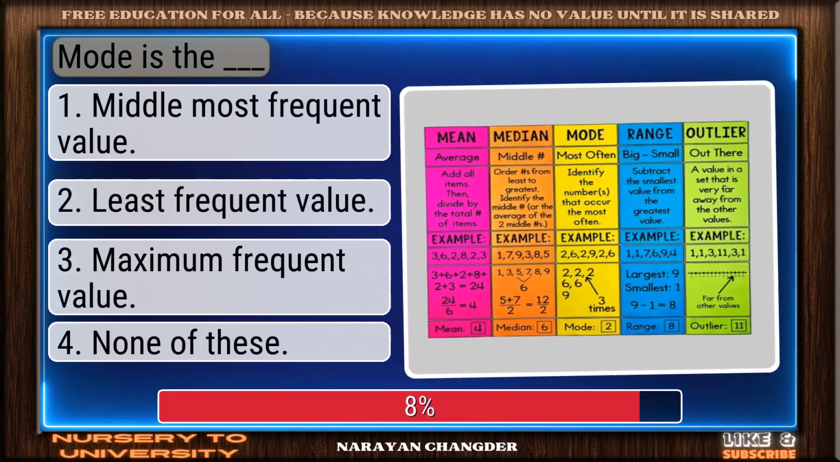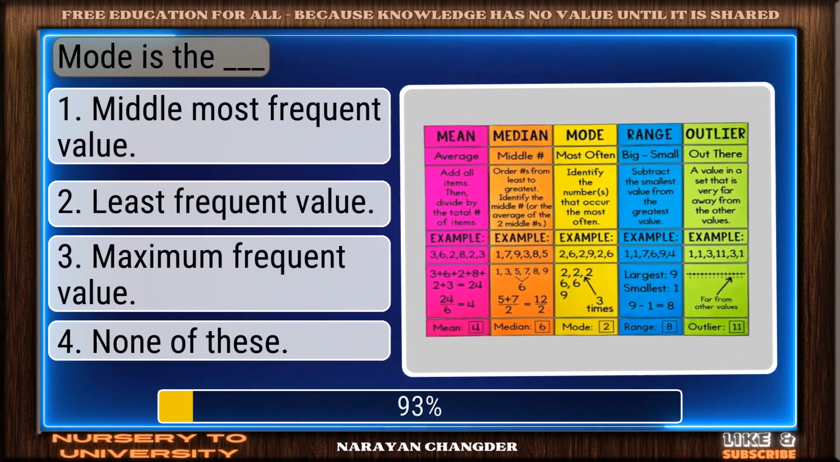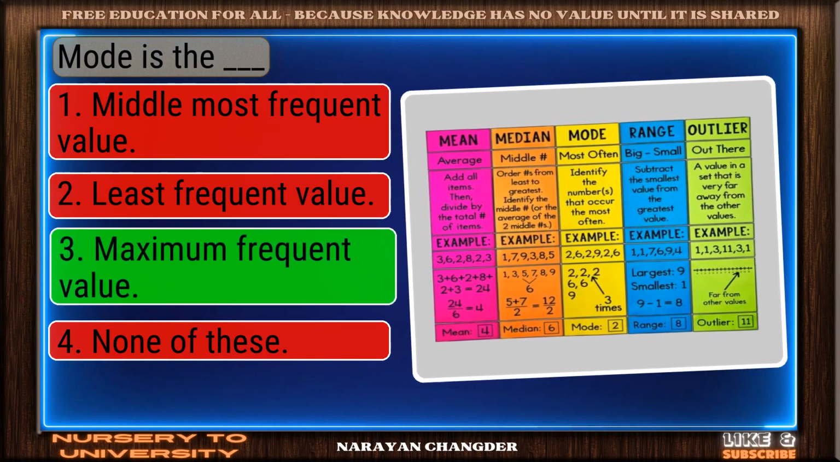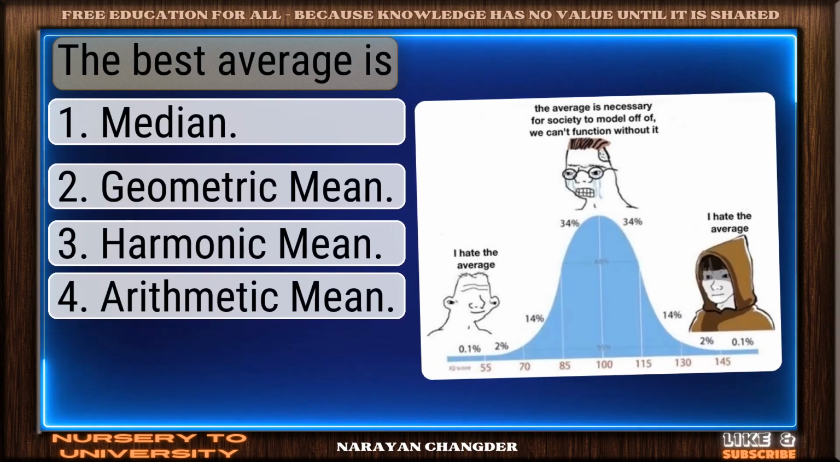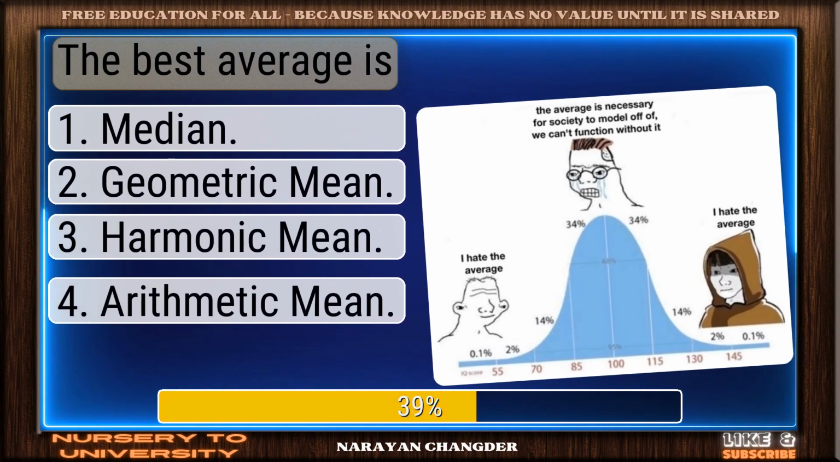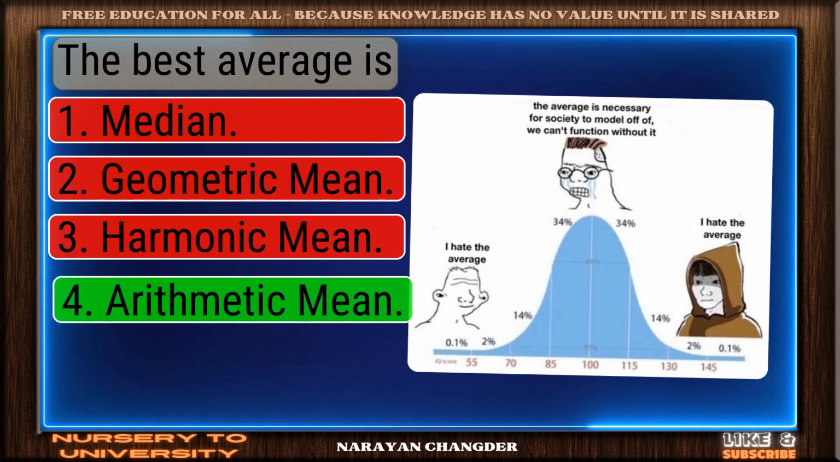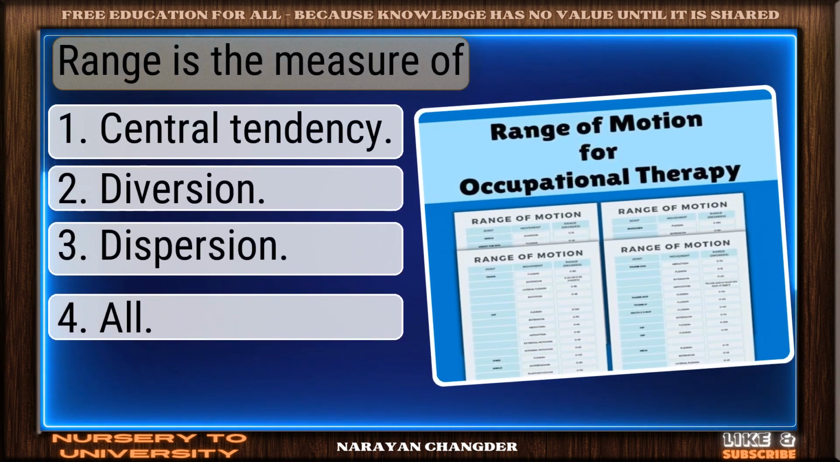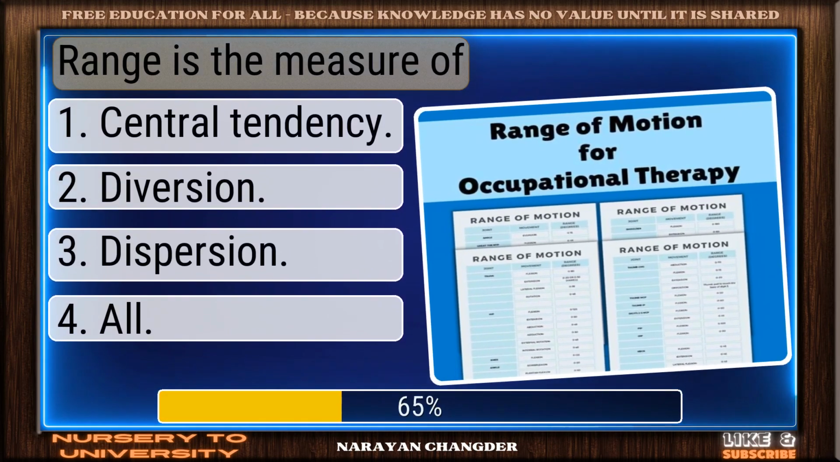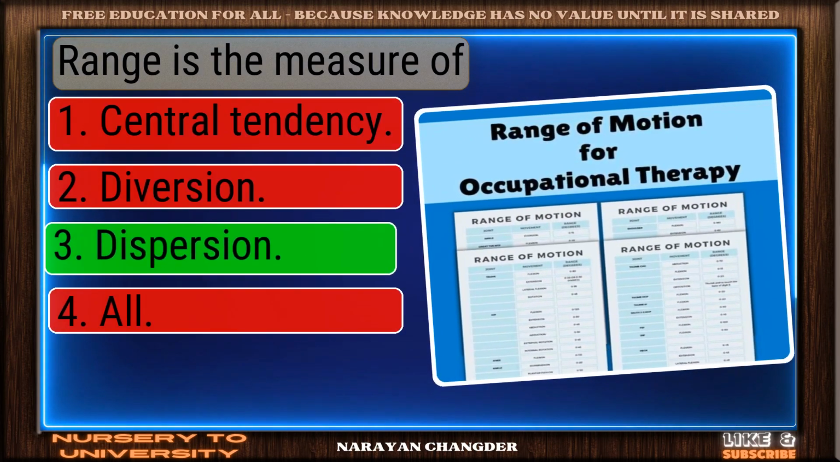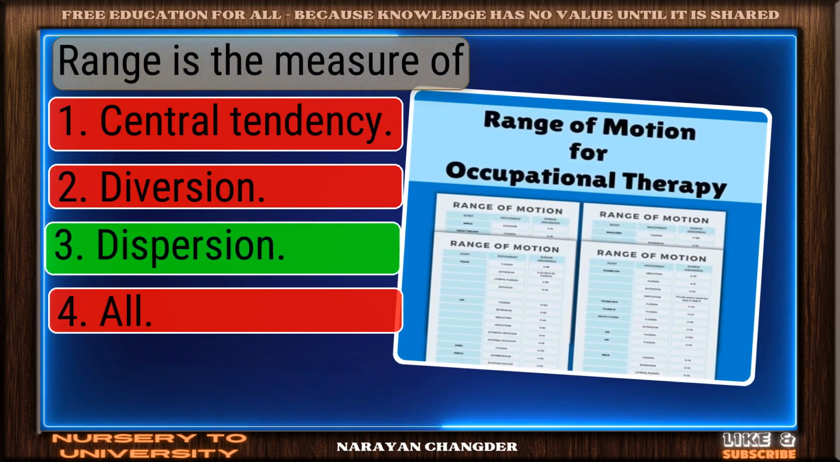Mode is the dash. Clear logic. Maximum frequent value is sound. The best average is... right choice. Arithmetic mean is best. Range is the measure of... Bravo. Dispersion is the answer.